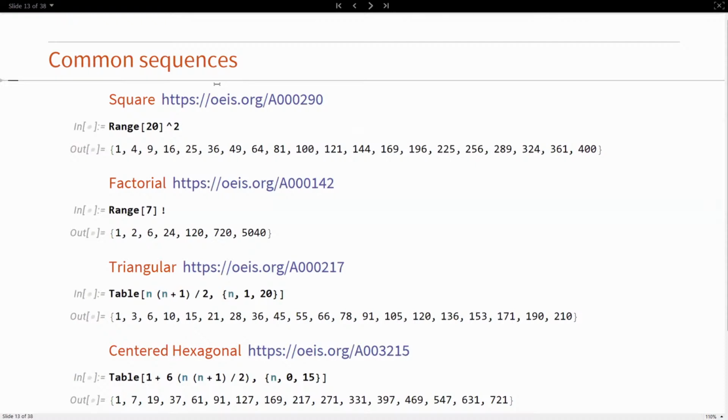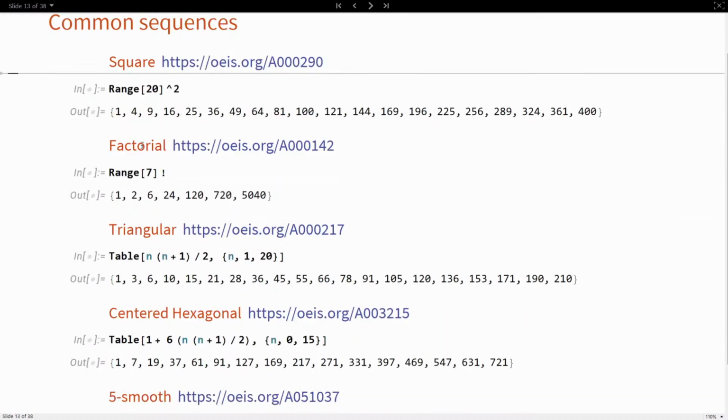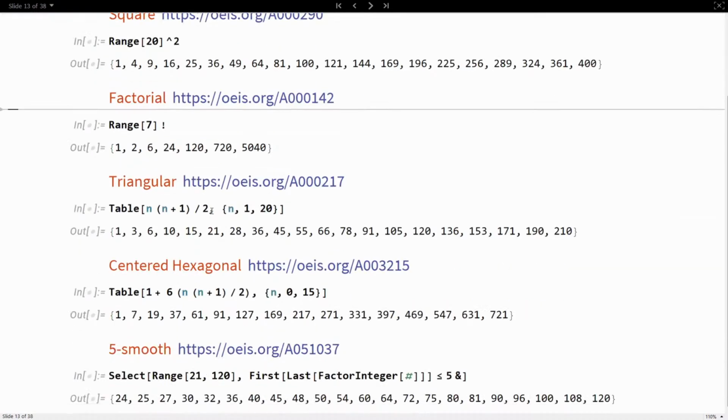The various common sequences everybody should know are the square numbers, the factorials, triangular numbers, and then there's stranger sequences such as the centered hexagonal sequence, which is if you put coins in a triangular array and you make hexagons, this is the number of coins you'd get in an order 2 hexagon, order 3 hexagon, and so on. The 5 smooth numbers, here I give a range. These are numbers where the greatest prime divisor is 5 or less.